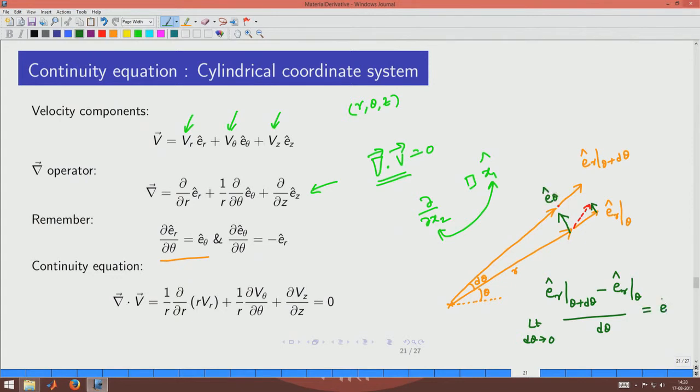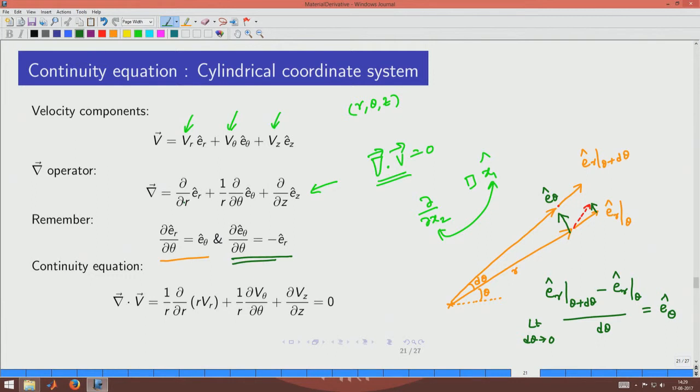So, which means that when we act the operator on those terms, let us watch out that there are some more things that are happening. You see that dou e r by dou theta is e theta. Such a thing in rectangular coordinate system, all of those cross combinations will be 0, but not so in the case of cylindrical and spherical coordinate system. Similarly, you could also prove the same thing using the same construction here.